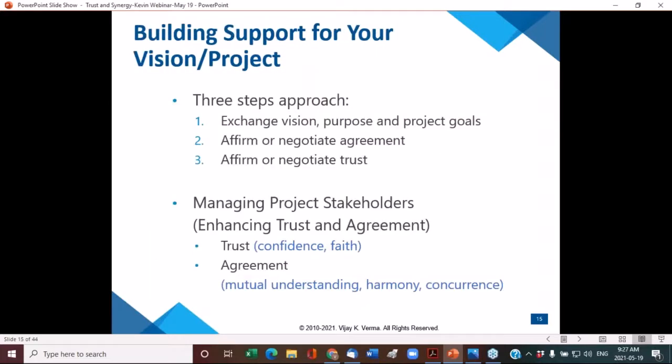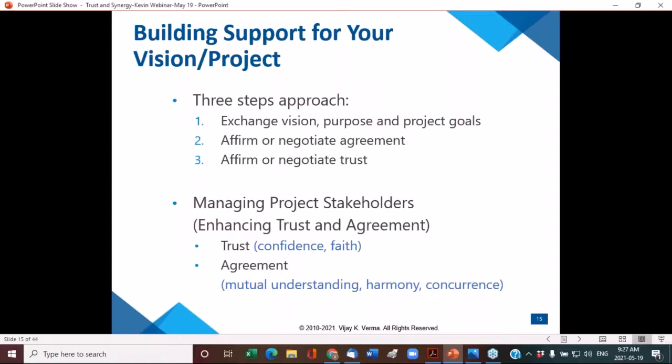So let's just talk a little bit about if you are a manager or a leader, you have a project, you have a vision, how do you build support from your people? This model is particularly based upon trust and agreement. In order to manage your stakeholders, you have to enhance trust and agreement. So agreement is the first thing.